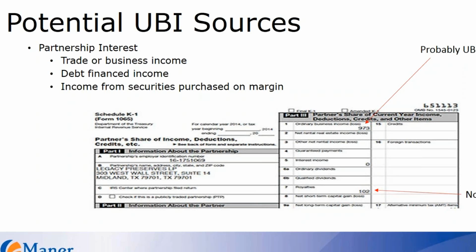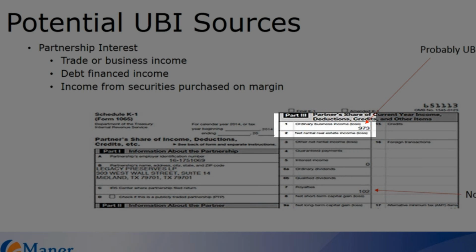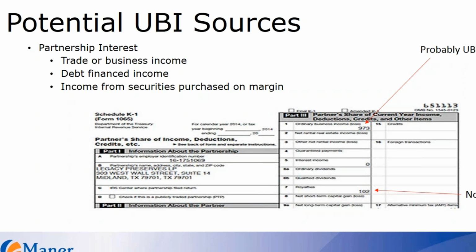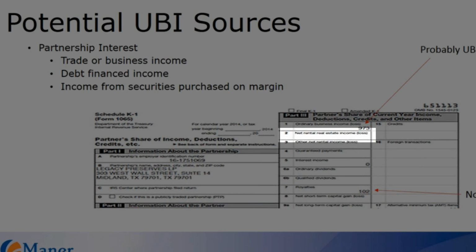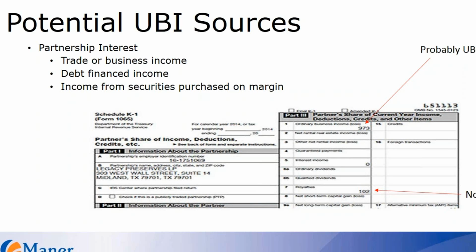However, notice on this screen, it's kind of hard to see, but I tried to squeeze it in there. Line 1 is ordinary business income or loss. And that is usually UBI unless you can prove that it's not unrelated to your organization. And so in most cases, it's not related and it's ordinary income and needs to be reported as UBI on your 990T.